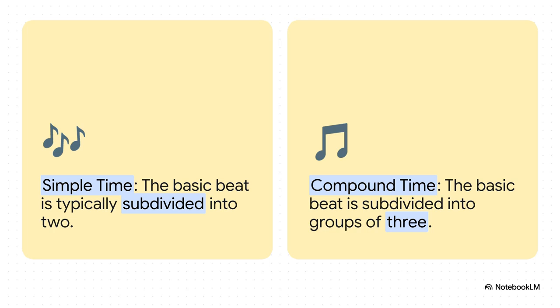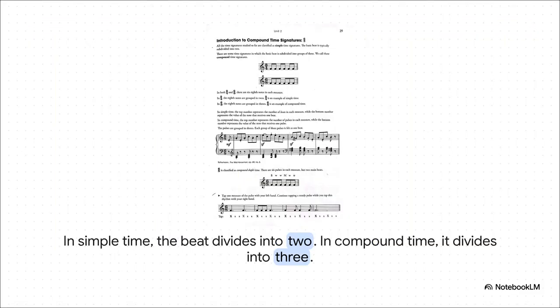But in compound time, each beat divides into three smaller parts. You feel it as one and a, two and a. And that's what gives it that distinctive rolling or swaying quality. Let's compare two time signatures to really hear what I'm talking about. Take 3/4 time, that's a simple meter. 3 beats felt as 1, 2, 3. That's your classic waltz. Now, listen to 6/8 time.